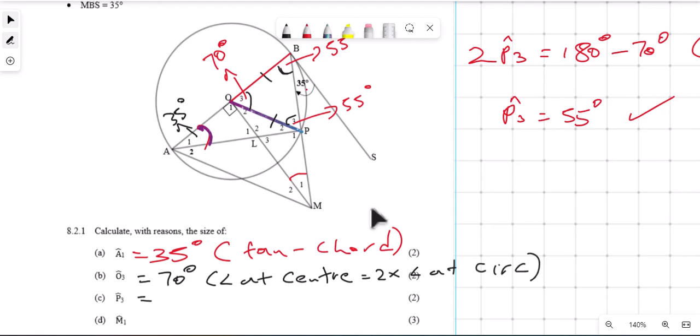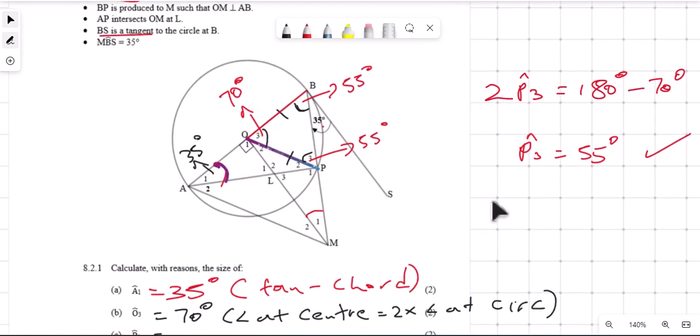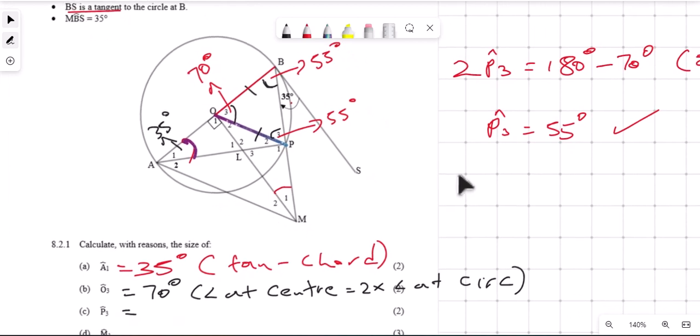Any idea? We must try to find angle O2, and then we can add O3 and O2. Did you say Q or O2? It's O, sorry, O2. We must find O2 first, Danny. Yes. Okay, that was very good of you.